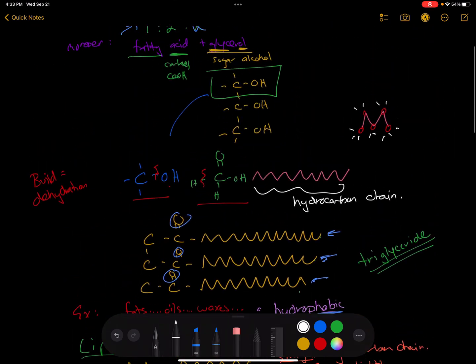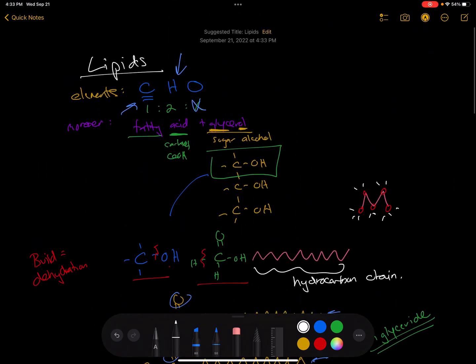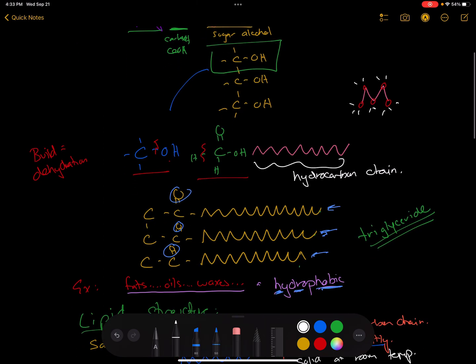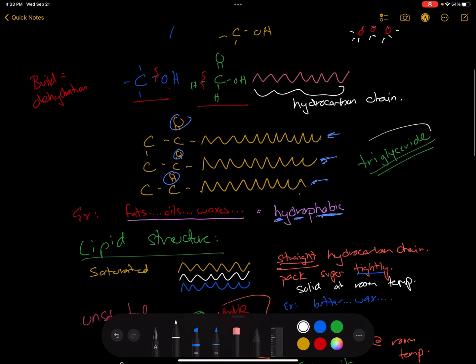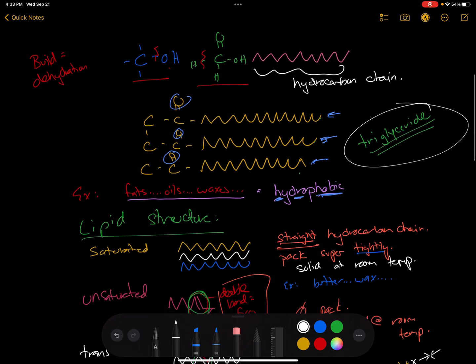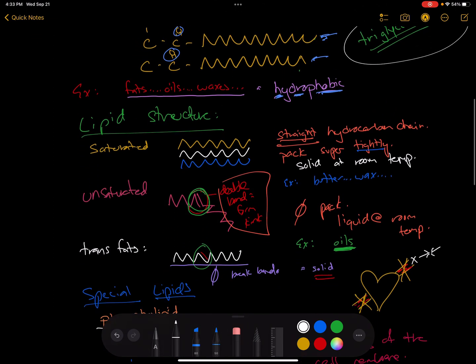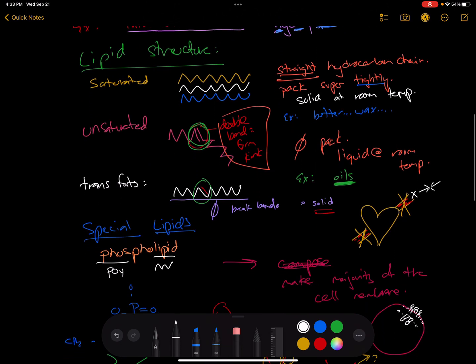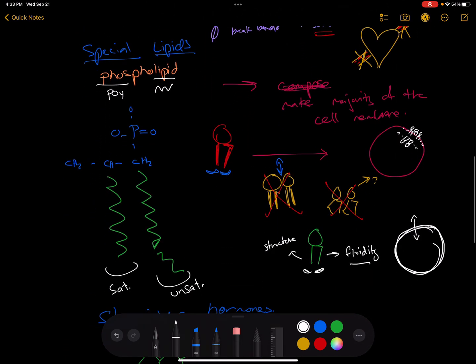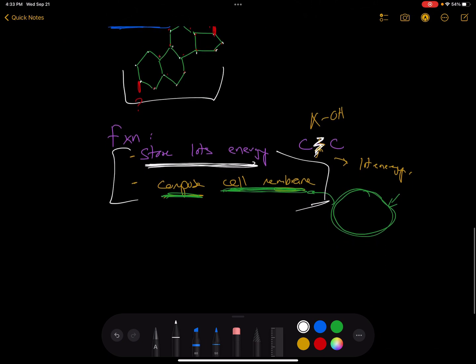So we covered elements, we covered the monomers and their structure, how to build them. That's where we get our triglycerides, which are the basis for most lipids. And we talked about the different structures, about how they can pack tight or not tight. And then we have the special cases, and then we have our functions.